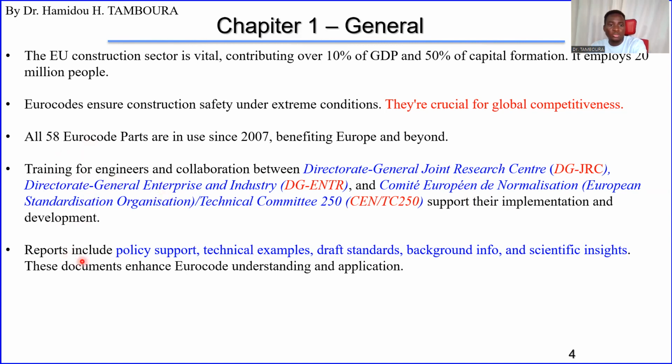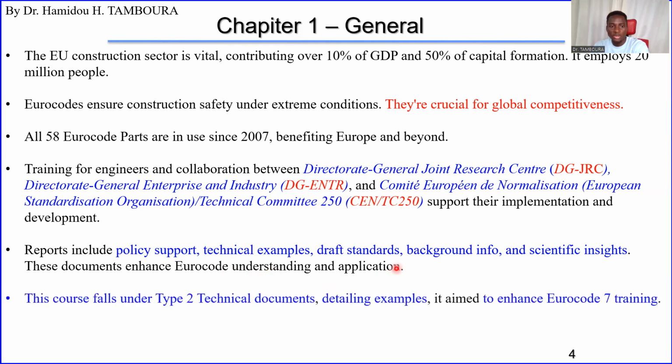Okay, so the reports include policy support, technical examples, drafts, standard, background information, and scientific insight. So this document enhance Eurocode understanding and application. So all these documents are just made to make it easy for people to understand and apply this Eurocode.